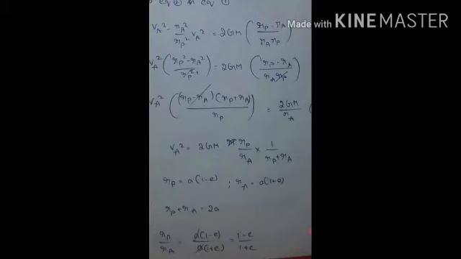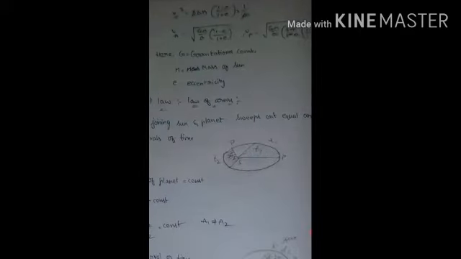Here we know that rp is equal to a into 1 minus e, ra is equal to a into 1 plus e. Therefore rp plus ra is equal to 2a. rp by ra is equal to a into 1 minus e by a into 1 plus e. a gets cancelled and we can write it as 1 minus e by 1 plus e. And then we can write va squared is equal to 2GM into 1 minus e by 1 plus e into 1 by 2a. Then we can write va is equal to the square root of GM by a into 1 minus e by 1 plus e.